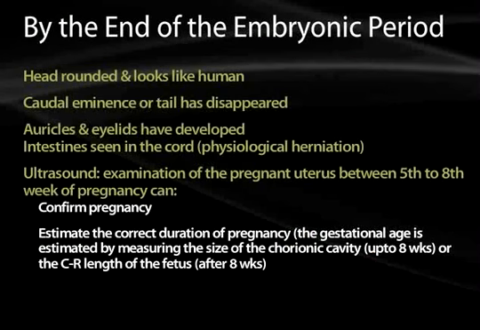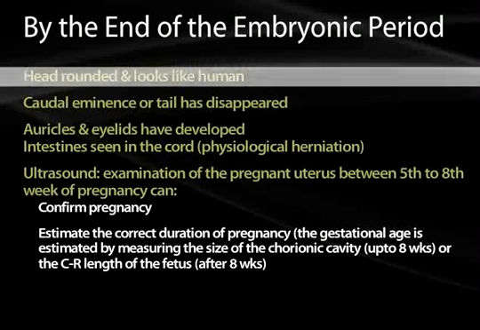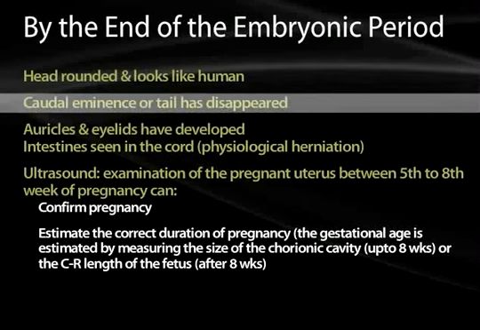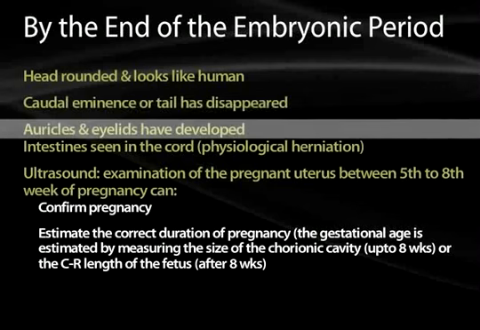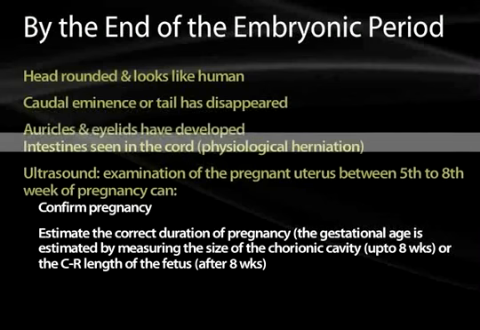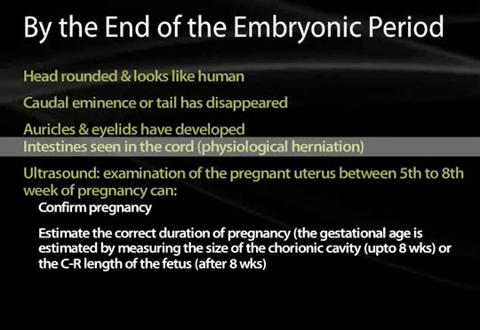So, what do we have by the end of the embryonic period? First of all, there should be a head that's rounded and starts to look human. There's a caudal eminence or tail which has disappeared. The ears and eyelids will have started to develop by this time, and all of the major intestinal structures as well as the cords that are going to have formation in the embryo.